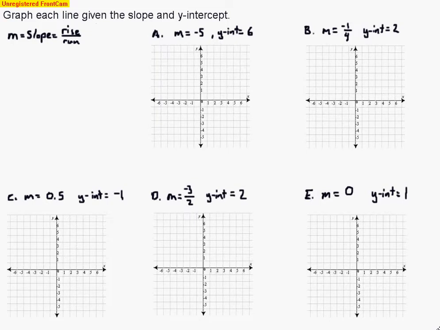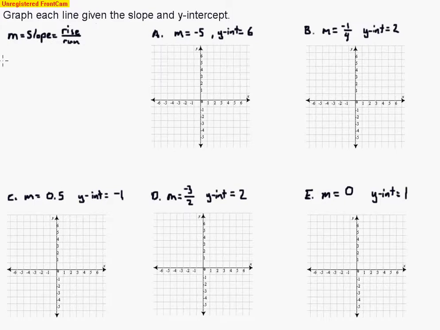Today we're going to use the slope and the y-intercept to graph lines. Now, the first set of directions is going to ask us to graph each line given the slope and y-intercept. So they're going to give us the slope, and they'll just say slope equals. However, I'm using the variable m for slope, and I'm telling you what that is. Now, remember the slope is the rise over the run.